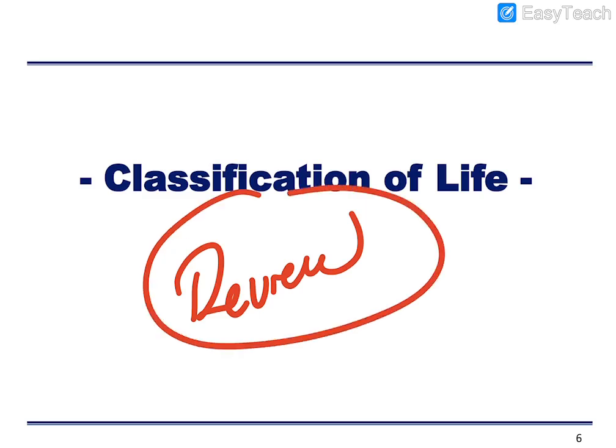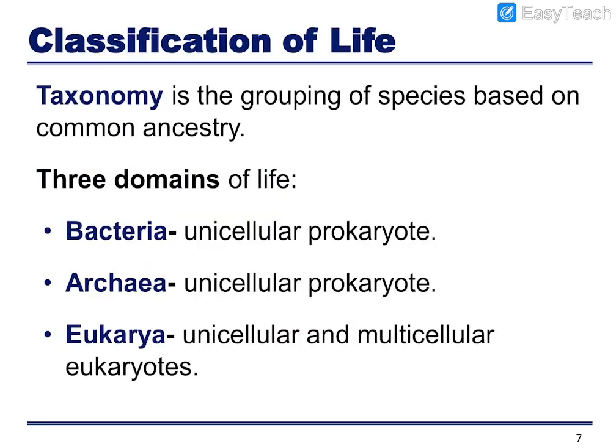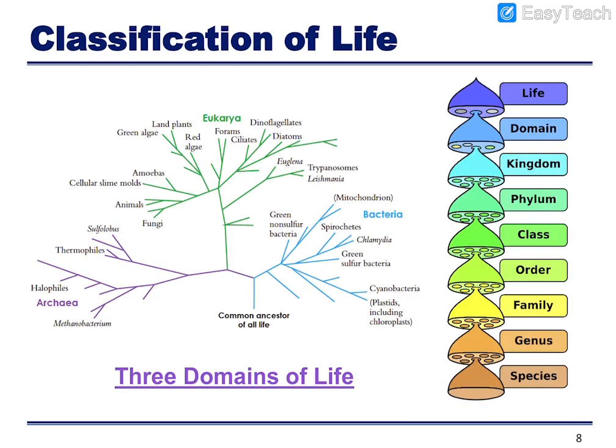So this might just be some review for some of you, but we're going to be going over the classifications of life. You might have heard of the term taxonomy in the past, and if you have, you know that taxonomy is the grouping of species based on common ancestry. There are 3 domains of life: bacteria, archaea, and eukarya. Bacteria and archaea are both prokaryotic unicellular organisms, whereas eukarya, or eukaryotes, are unicellular or multicellular.